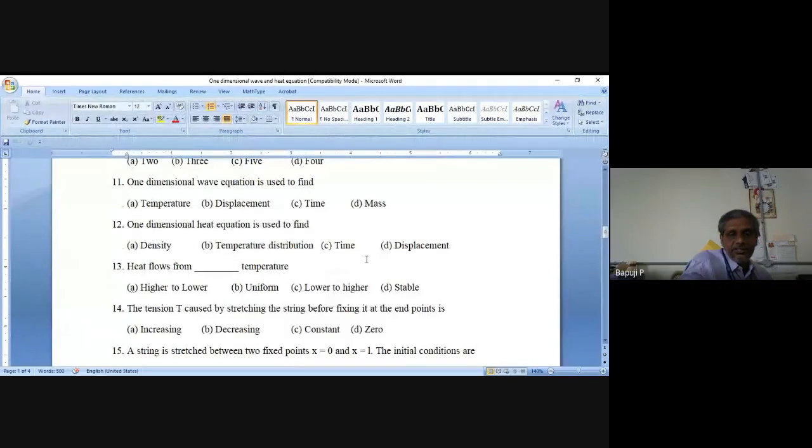The tension T caused the stretching of the string before fixing it at the endpoints. Increasing, decreasing, constant, zero. You note down what answers you are telling. Finally, we will see how many you got correct. We will find out.